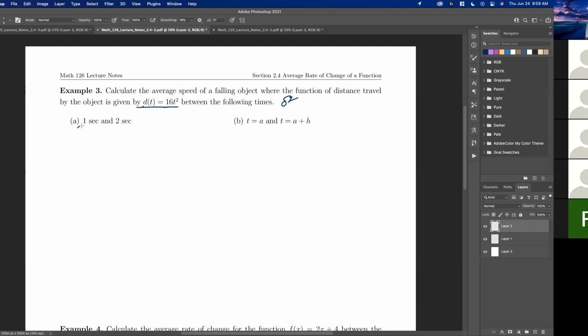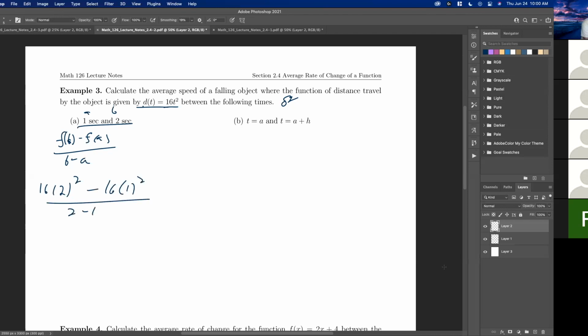We're just going to use this formula and plug in these values. So we're going to let this be A, let this be B. So it's f of B minus f of A, all over 2 minus 1. Let me just write B minus A. All right, so here we're going to plug in 2. So 16 times 2 squared minus 16 times 1 squared, all over 2 minus 1.